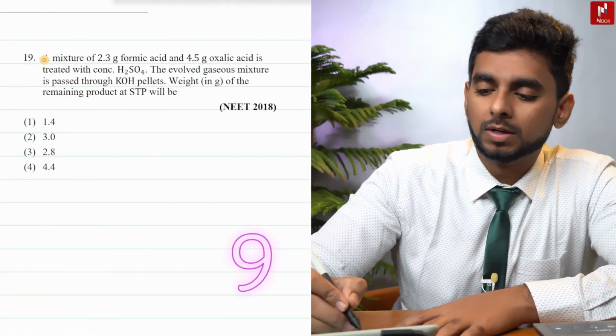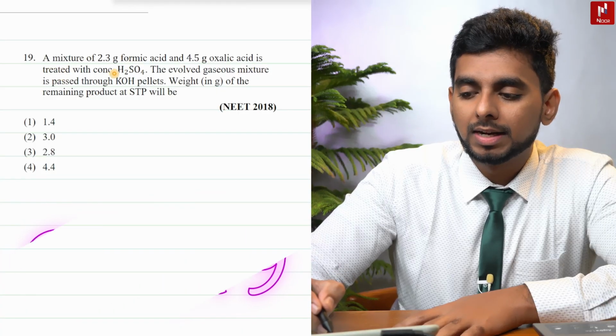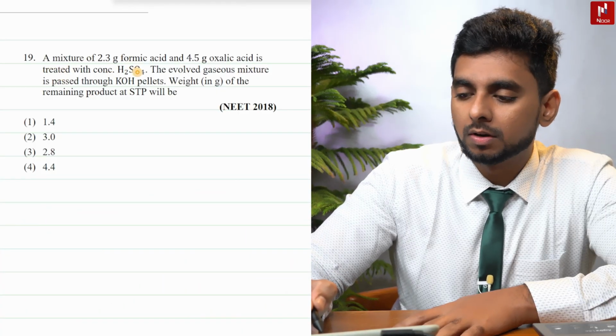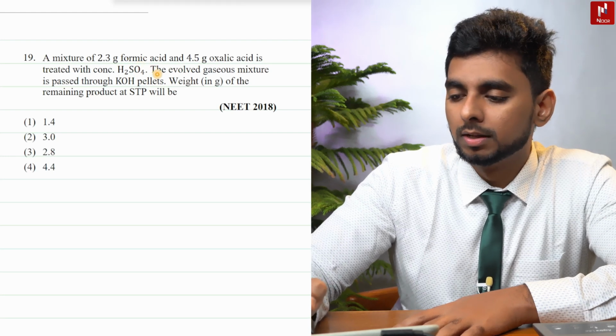This sum is a tricky one. Here they have given a mixture of 2.3 gram formic acid. So they have given you an acid. You should know the molecular formula for it.